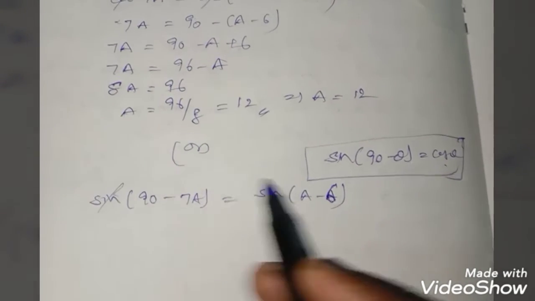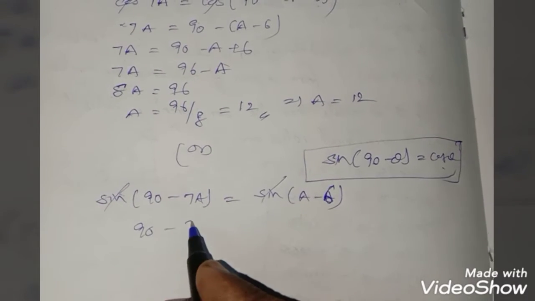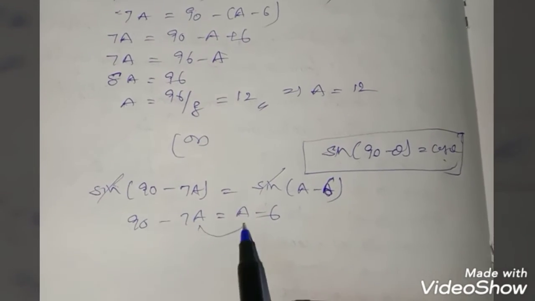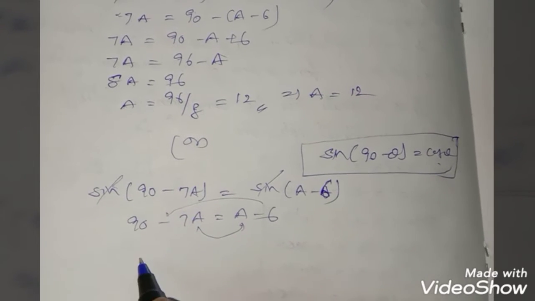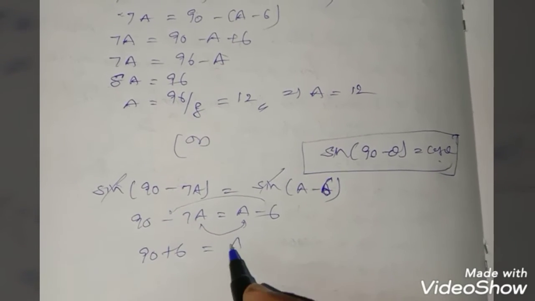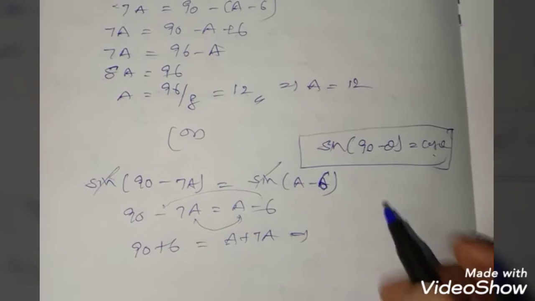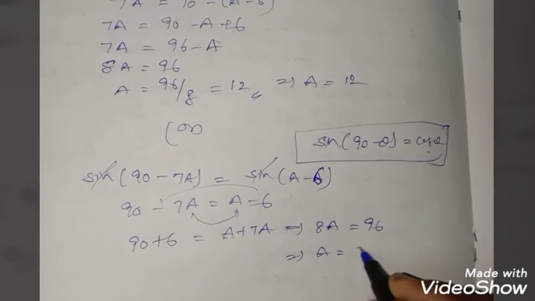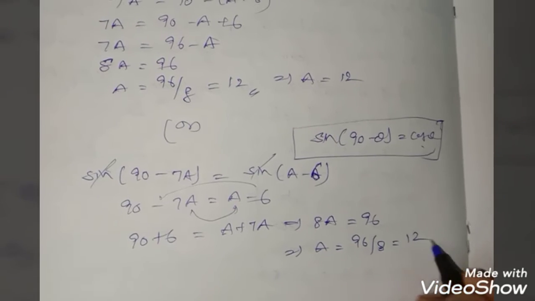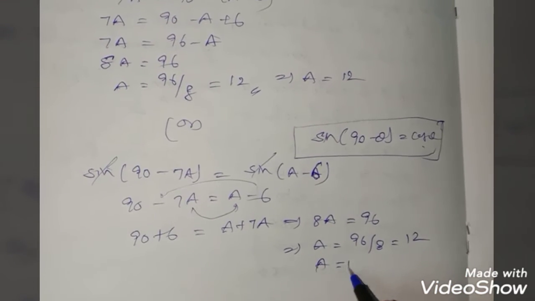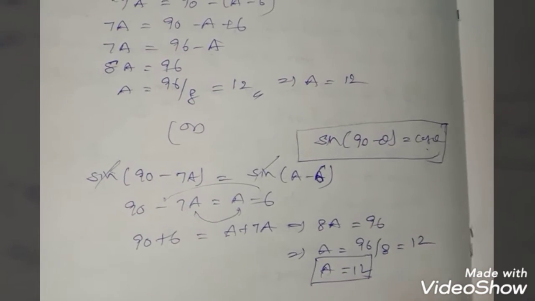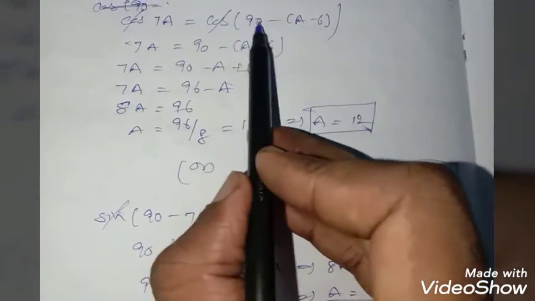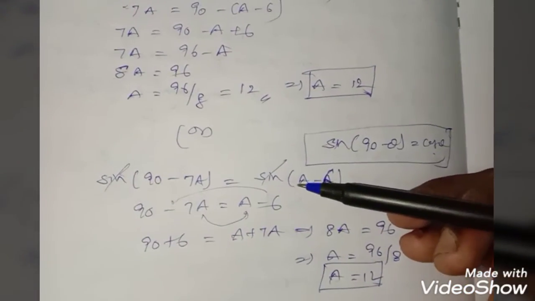Right, now if I cancel this sine, you will get 90 minus 7a is equal to a minus 6. Now send this 7a here, send this 6 here. Now you will get 90 plus 6 is equal to a plus 7a. So this implies 8a is equal to 96. This implies a is equal to 96 by 8, which is nothing but 12. So therefore a is equal to 12. So in both methods you will get the same value. Here I have converted cos in terms of sine.